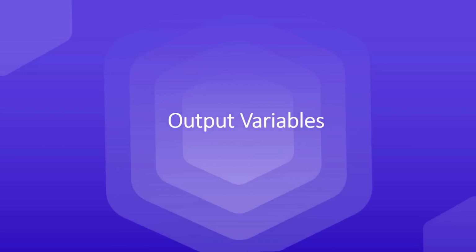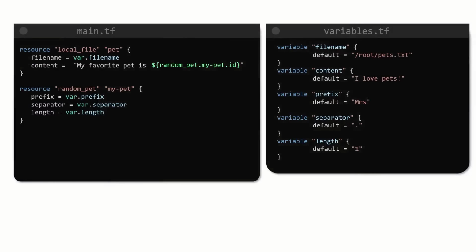Let us now look at output variables in Terraform. So far, we have used input variables and reference expressions in our Terraform configuration files. Along with input variables, Terraform also supports output variables. These variables can be used to store the value of an expression in Terraform. For example, let us go back to the configuration file that we used in the previous lecture. We already know that the random_pet resource will generate a random pet name using the attribute called ID when we apply the configuration. To save this ID in an output variable called petName, we can create an output block like this.